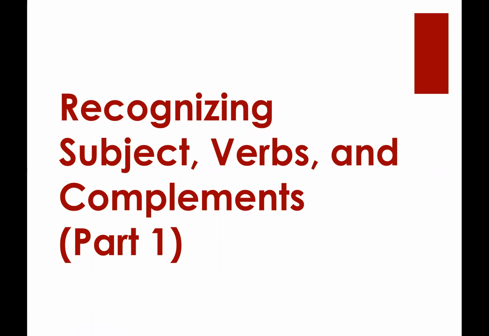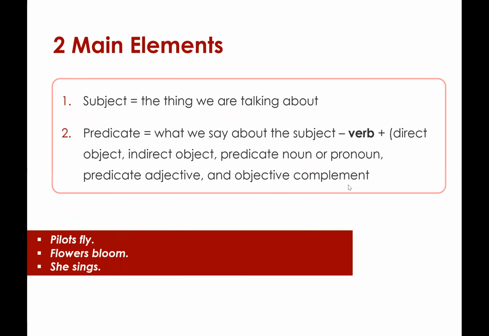Okay, so today we're talking about subject, verb, and complement, which is breaking down the sentence to its fundamental structure. As we have learned since elementary school, subject is the most important thing in a sentence. It is the thing that we are talking about, followed by predicate, right? So these are the two main elements of a sentence. So what is a predicate? It is what we say about the subject, right?